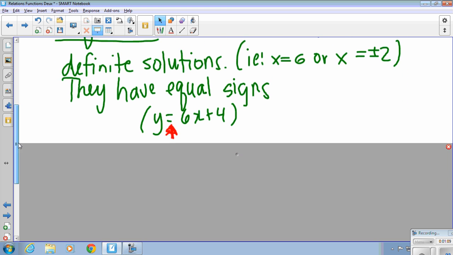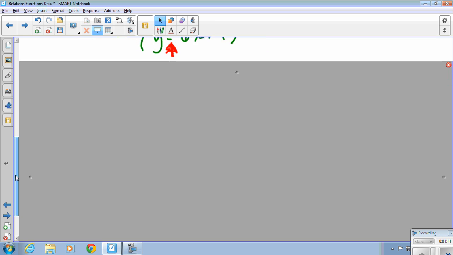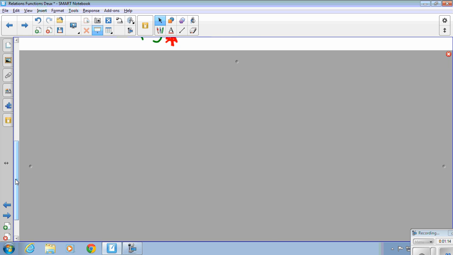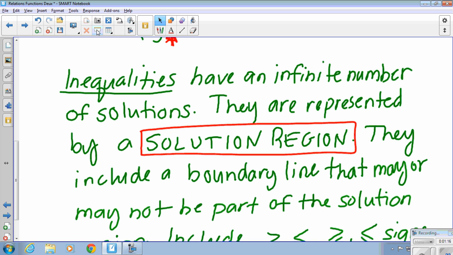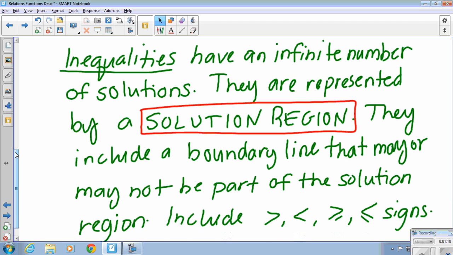We're going to contrast that with what inequalities are. Now for us, inequalities are going to be a lot more to talk about. Inequalities now will have an infinite number of solutions. We can't even name them. There's just so many that we can't even represent them all. So instead of having a definite answer, we now have a solution region. So we look at all of the solutions that are out there as one piece of information.